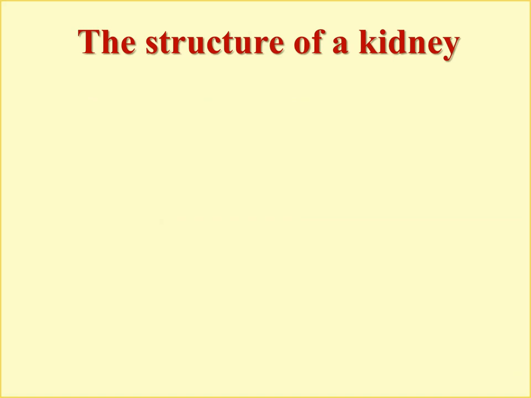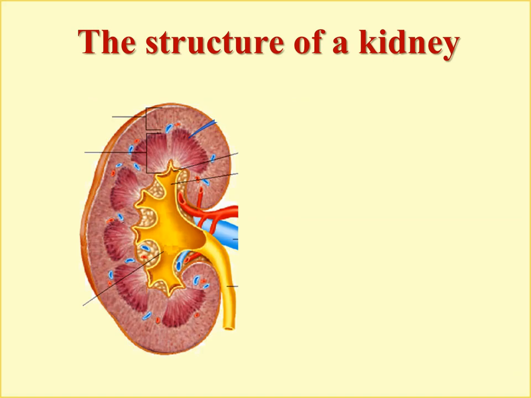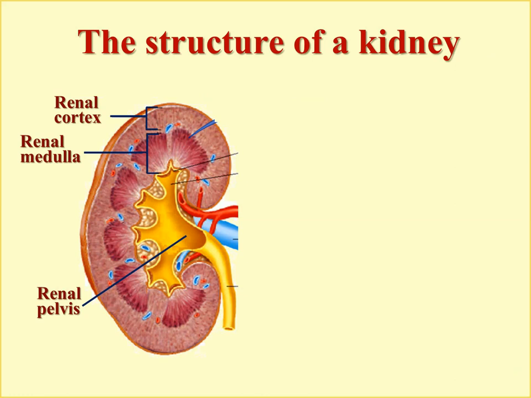The structure of the kidney. Generally, the kidney can be divided into renal cortex and renal medulla. Emptying of tubules goes into the renal pelvis and then finally into the ureter that goes to the bladder, the urinary bladder.